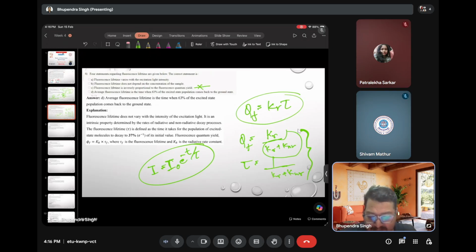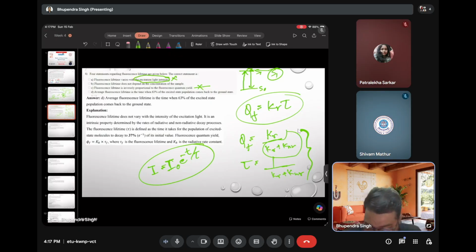Fluorescence lifetime varies with the excitation light intensity. So actually it does not depend on the excitation light intensity. Lifetime means, let's say this is your ground state, this is your first excited state. So from here to here you have excited. Now it will radiate from here to here. So lifetime is how much time the fluorophore or the molecule spends at the S1 state. That is the lifetime. So it doesn't depend on the excitation light intensity. So this is also wrong.